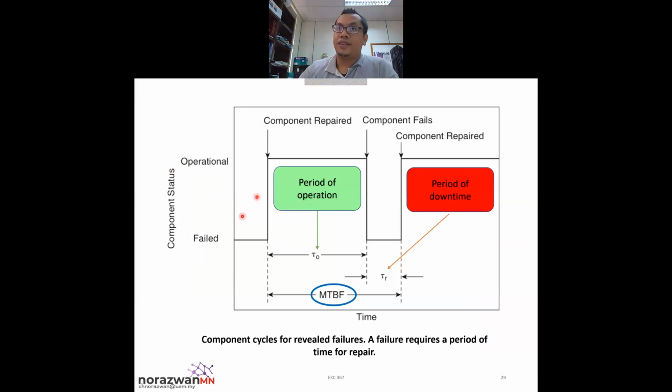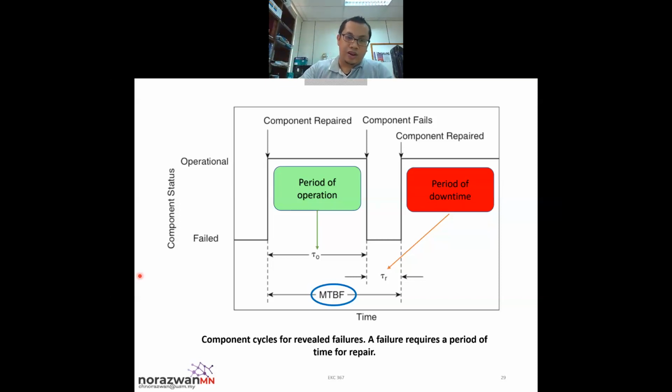Okay, yeah, thank you, Jungkit. Tire punctured: when your tire is punctured, you know immediately, oh, it is out of order. But when your emergency tire is punctured, you don't know unless you check it, or unless the time comes when you need to use that tire. So that's the revealed and also unrevealed failures.